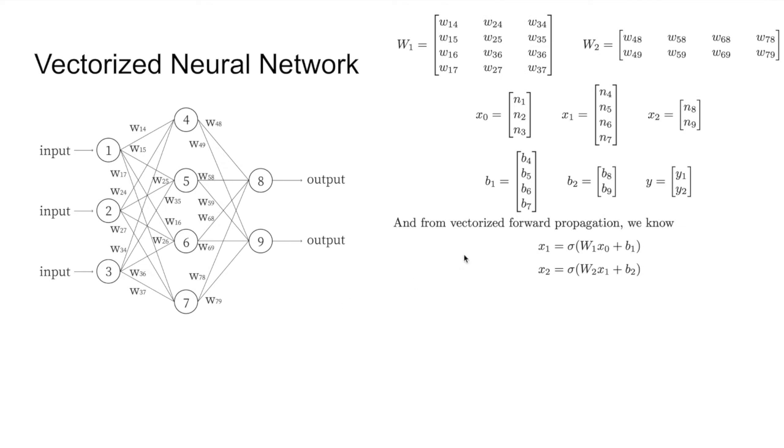And then if you're writing the outputs of this neural network in terms of these matrices and vectors, then X1, which is the outputs of this layer of neurons, is basically equal to the sigmoid function of weight 1 multiplied by X0 plus B1. And then once you take that output, which we store in X1, you just do a similar process to calculate X2. And that's our final output of the neural network.